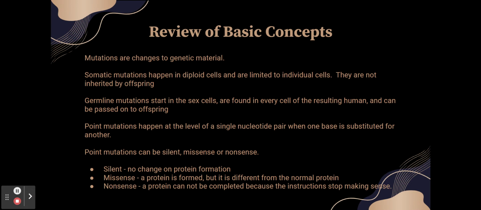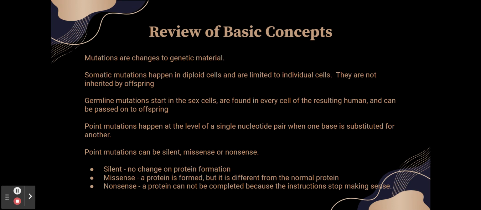And we have 3 basic types. If you want to go back to that material, you can, but this is what you need to know. There's silent, no change on protein formation, because either the gene does not code for a protein, it's a non-coding gene, or the protein can still be made, even though there is an error in that code. It will be corrected in the formation of the protein.